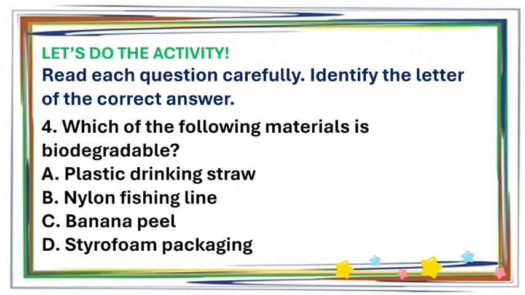Number 4. Which of the following materials is biodegradable? Is it A. Plastic drinking straw, B. Nylon fishing line, C. Banana peel, or D. Styrofoam packaging? What is your answer? Correct. The answer is letter C. Banana peel.